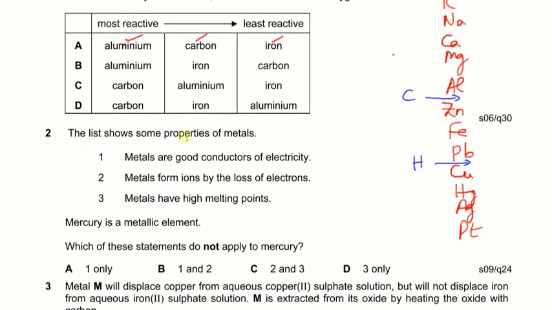The list shows some properties of metals. Mercury is a metallic element. Which of these statements does not apply to mercury? Okay, mercury is a liquid element. Metals are good conductors of electricity. Yes, mercury as well. Metals form ions by loss of electrons. Yes, they form, and mercury as well. Metals have a high melting point. Metals have, but mercury does not have a high melting point. So it's statement number 3 that does not apply to mercury.